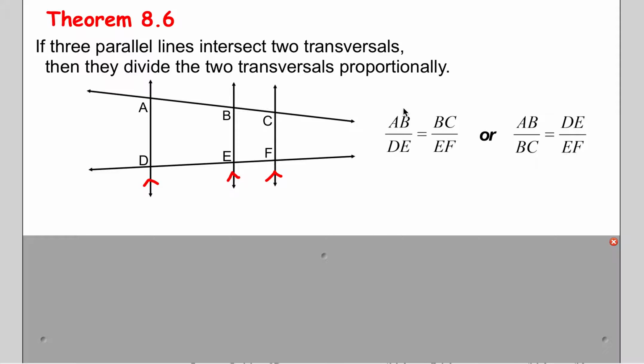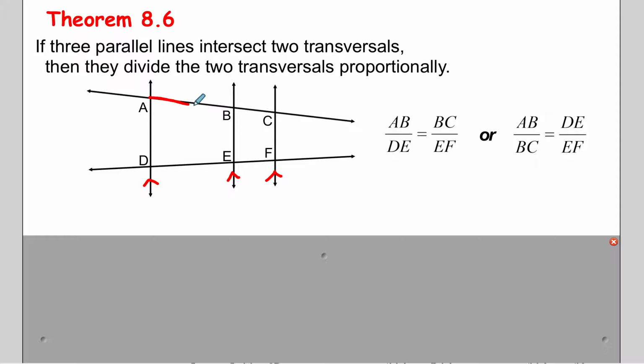Once again, moving right along, theorem 8.6. If three parallel lines, here you can see that this line AD is parallel to this line BE is parallel to this line CF, intersect two transversals, so we have one transversal right here and we have another transversal right there, then they divide the two transversals proportionally. So basically what this is saying is that any way that I divide up these transversals will form a proportion.